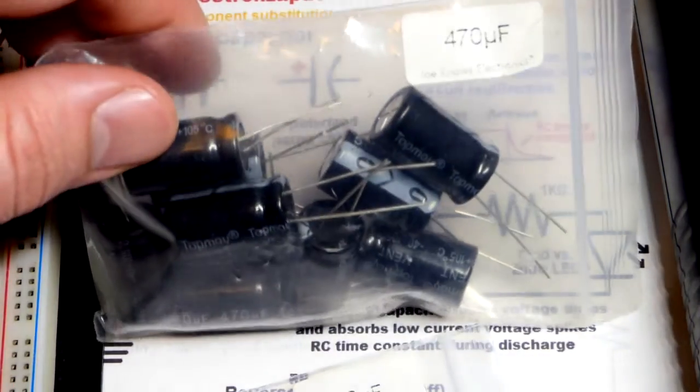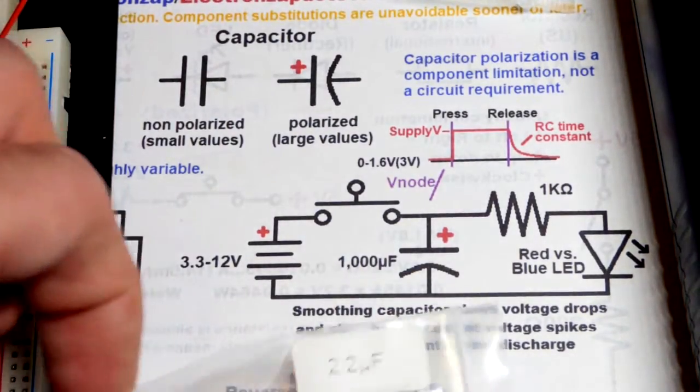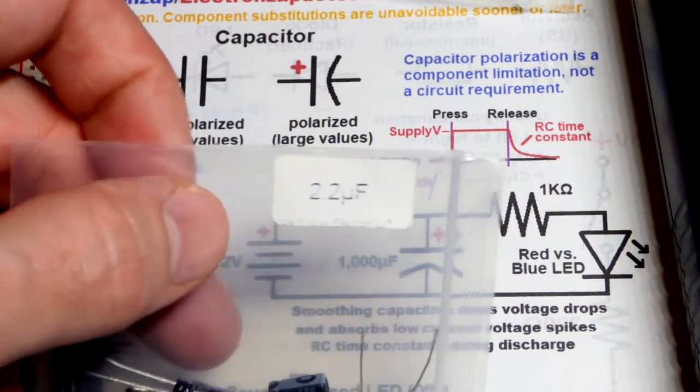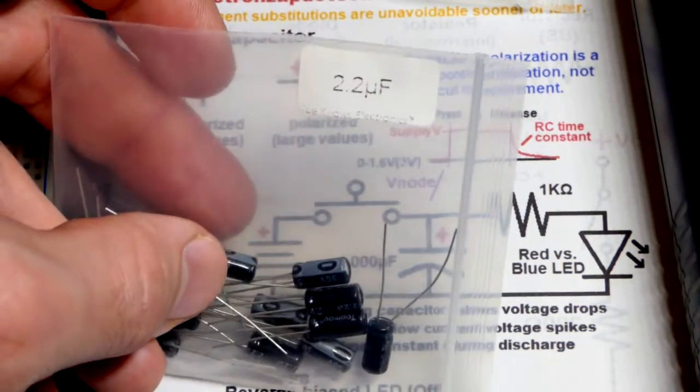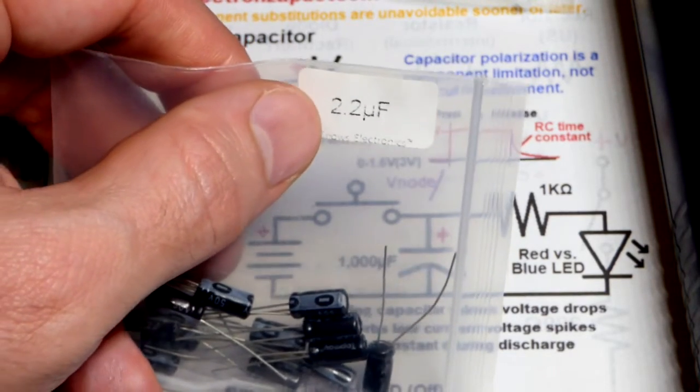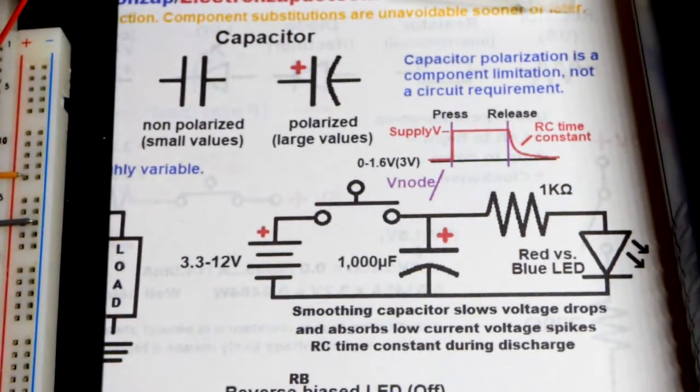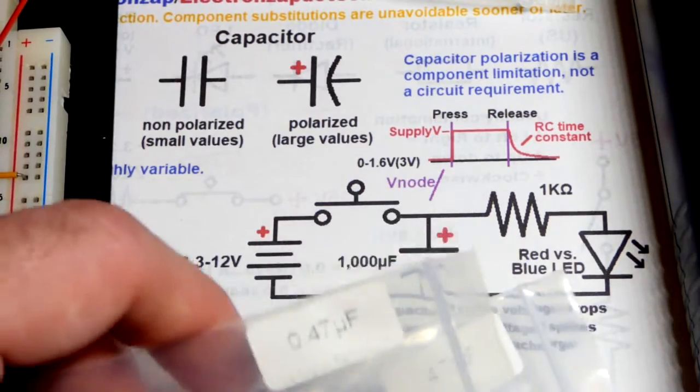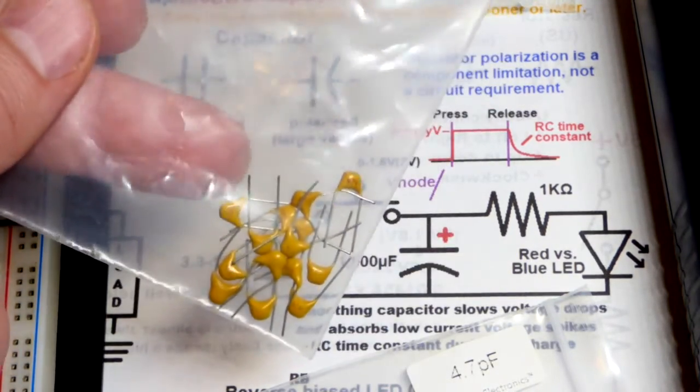Non-polarized capacitor. So this is a 470 microfarad. Comes from my Joe Knows Electronics kit. It's my largest one. This is my smallest polarized one right there. So it looks exactly the same, but smaller for the most part. That's 2.2 microfarad. So my next smallest capacitors are these. So these are not polarized.